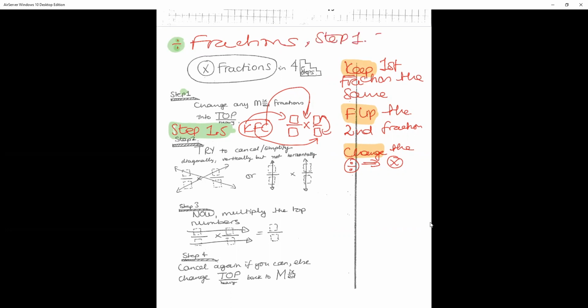We do step 1.5. We'll be going through this when you do each question anyway. Otherwise, the steps for division are identical to multiplying. So you do step 1 for division, also step 1.5, and step 2, and step 3, and step 4. Okay, right. Let's have a look at our question now.